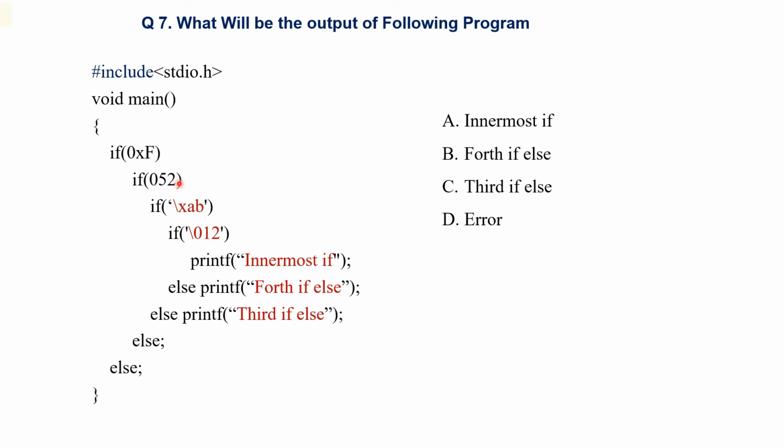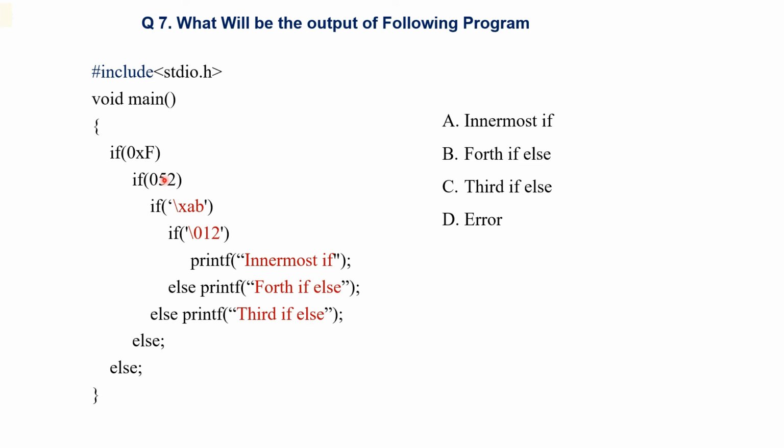So here the expression is 052, and we know that a number preceded with 0 is an octal integer constant. So hence this is an octal integer constant, which is again a non-zero value. So it will be considered as a true value.